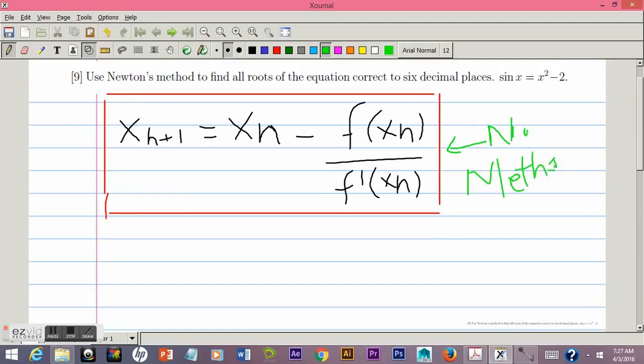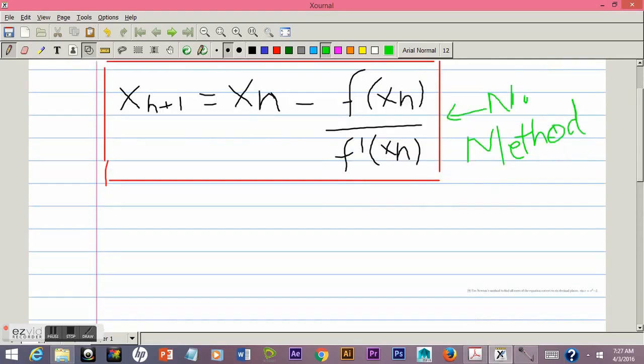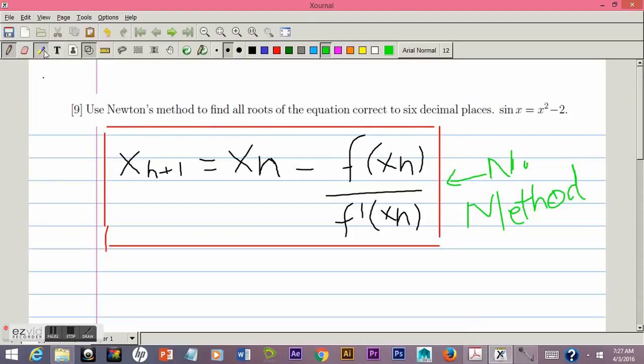So we need f of xn and f dash of xn. So let's define from this function. We'll arrange this function and take f of xn. By differentiating that one, we'll take f dash xn. That's our first step. We'll do that one.